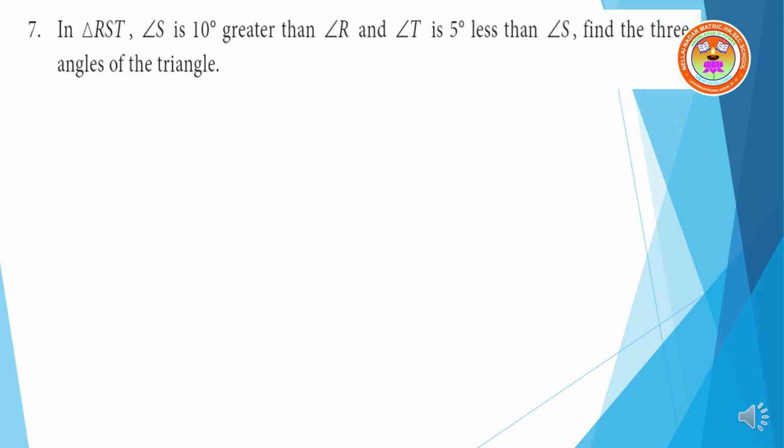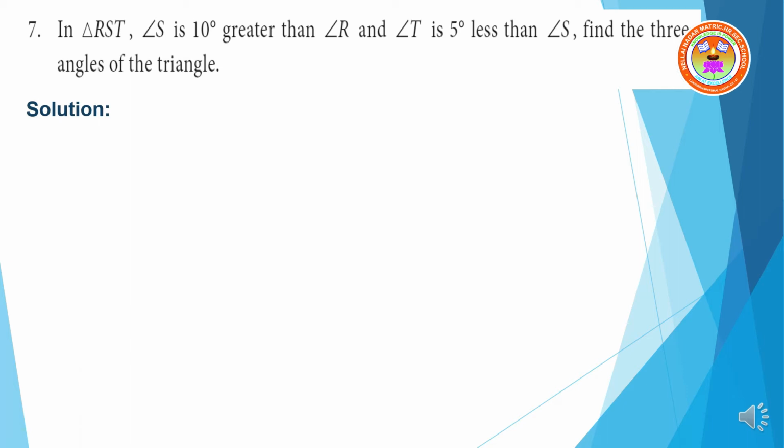Question number 7. In triangle RST, angle S is 10 degree greater than angle R and angle T is 5 degree less than angle S. Find the three angles of the triangle. So now let us move to the solution.